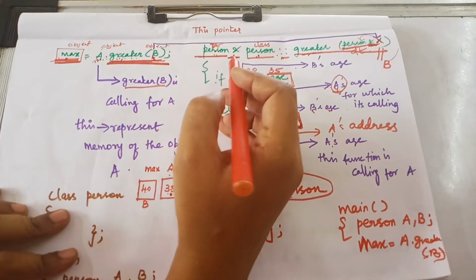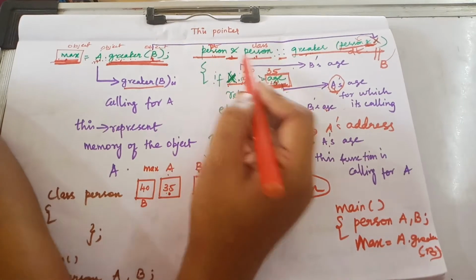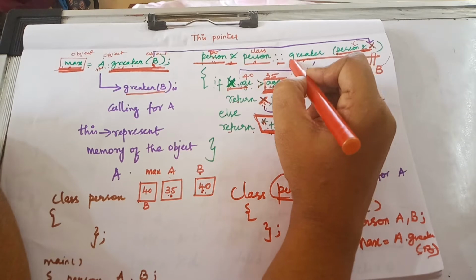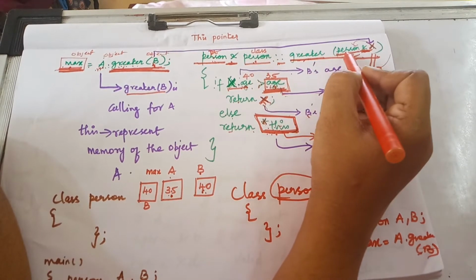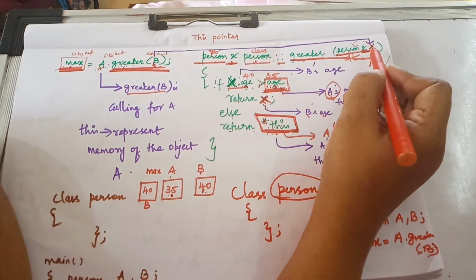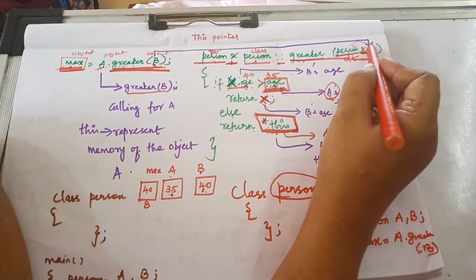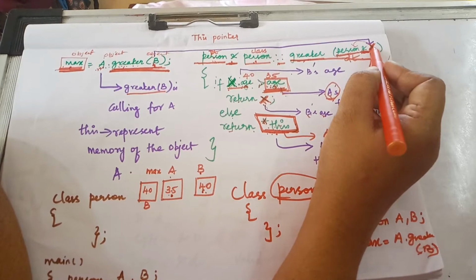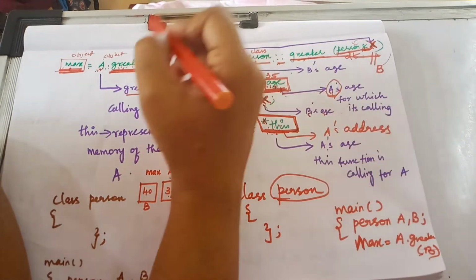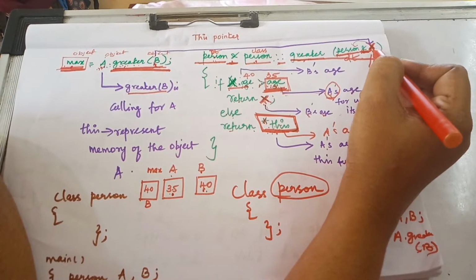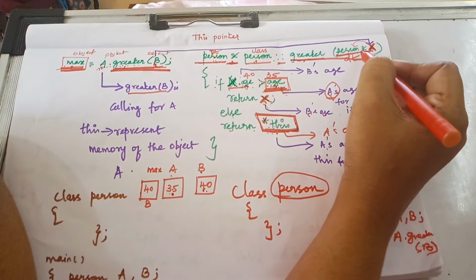Then see this member function definition. The member function is greater and it has to receive the object. So we have to use a dummy variable x. X is another dummy object which can receive b, because we are passing b. So x receives the object b. This is the passed by value method.